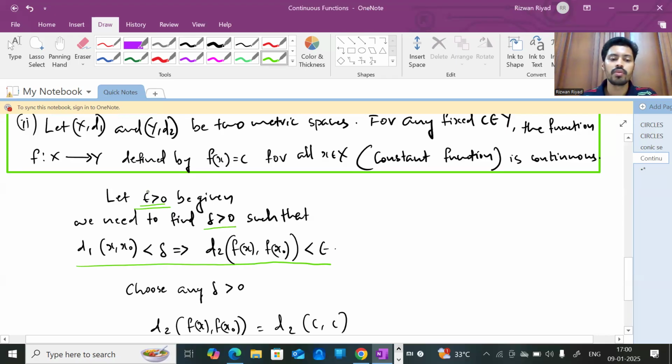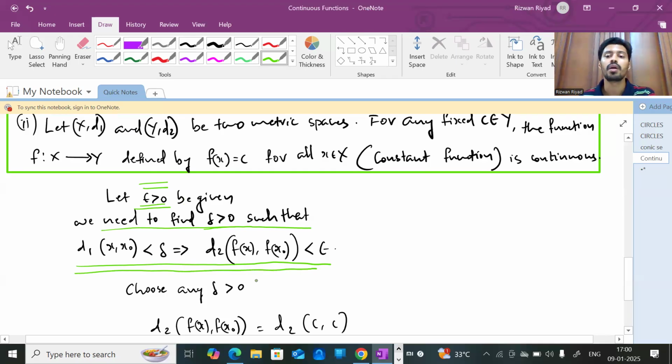Suppose we have that epsilon. That epsilon can be any positive number. It's an arbitrary element. If you can prove this is true for that arbitrary epsilon, that means it is true for all positive numbers. So epsilon can be anything positive. Suppose we have such an epsilon, then we need to find the delta corresponding to that epsilon such that it satisfies this condition.